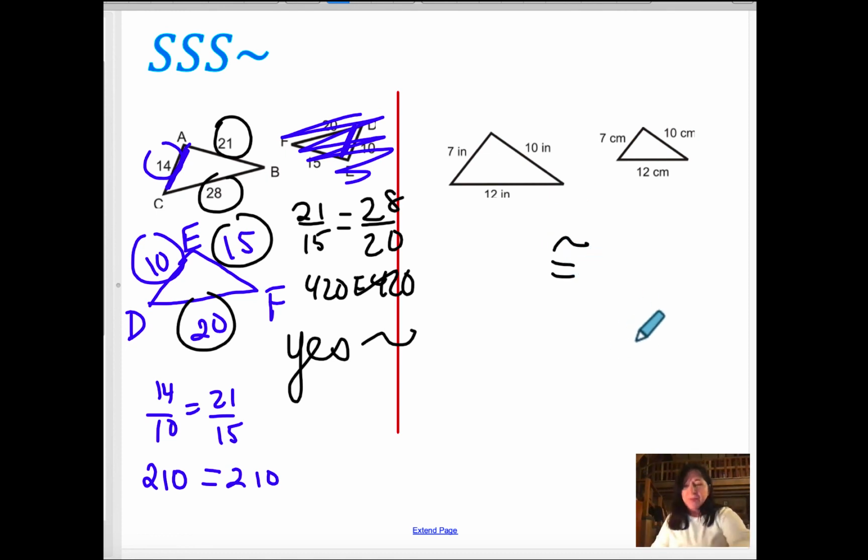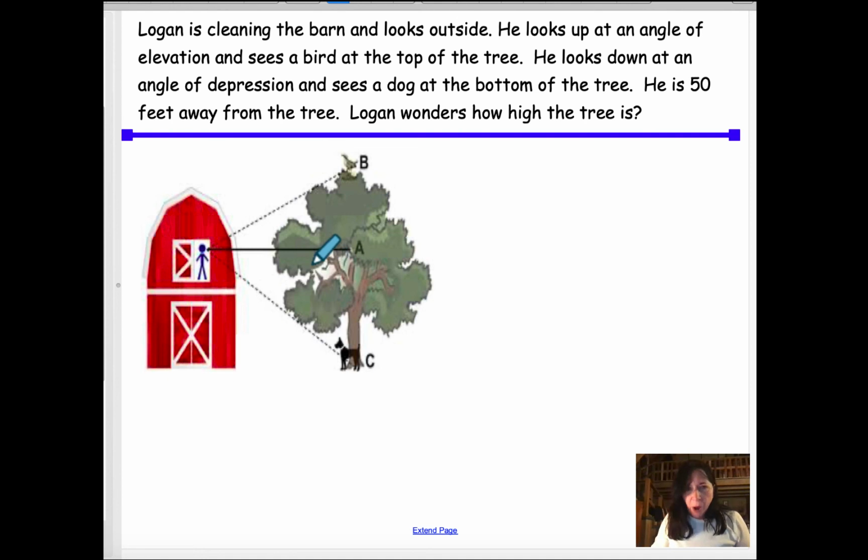Okay. All right. So for this problem here, I've got Logan. Logan is cleaning the barn, and he looks outside. So there he is. This is you, Logan. He looks up at an angle of elevation. So the angle of elevation that he's looking up is this angle right here. And he looks up and sees a bird at the top of the tree. What's the angle of elevation? Let's just call it 20 degrees, okay? I know I missed that value, so we'll put 20 in there.